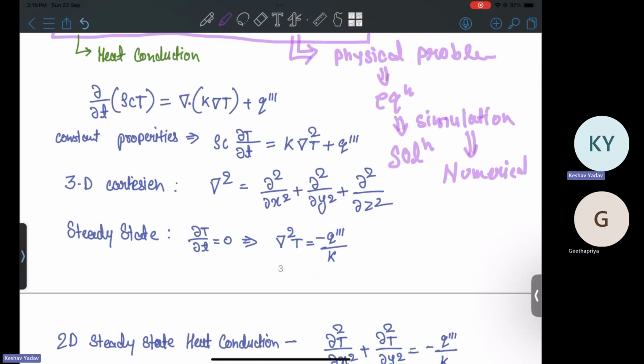In numerical analysis, what will we do? We will discretize the equation. Then we will discretize the boundary condition. Then we will use the appropriate numerical solver to get the desired solution.